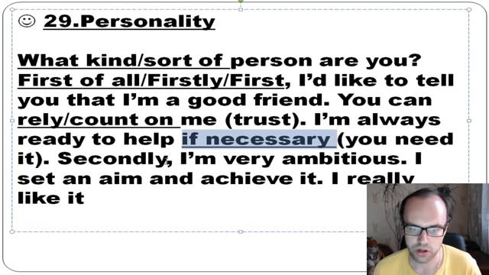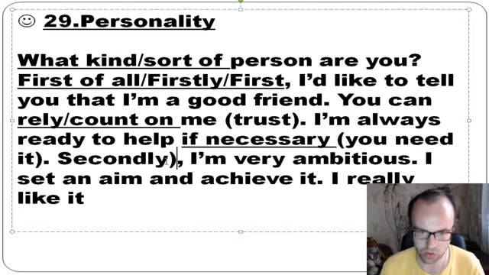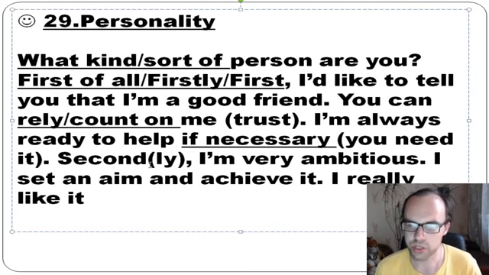Secondly, you can say second or secondly, I'm very ambitious. So what does it mean to be ambitious? I set an aim and achieve it. Ambitious means that you have great aims and you want to achieve something big in life. And achieve it, I really like it. And you have it in the end.